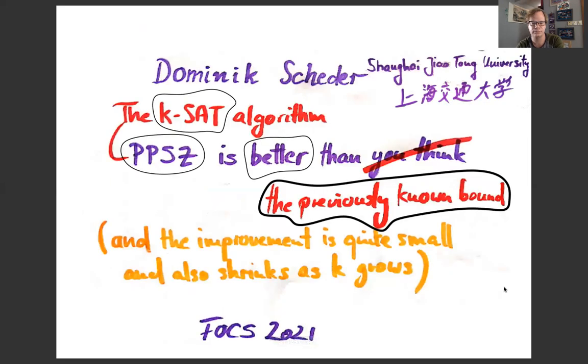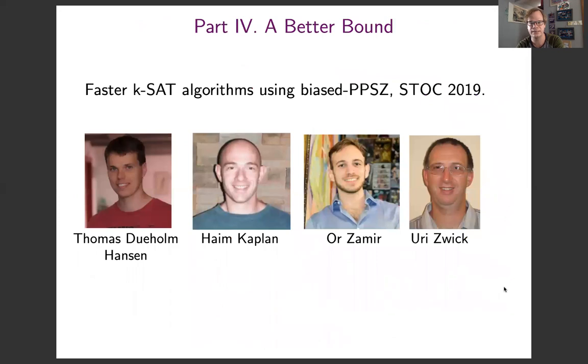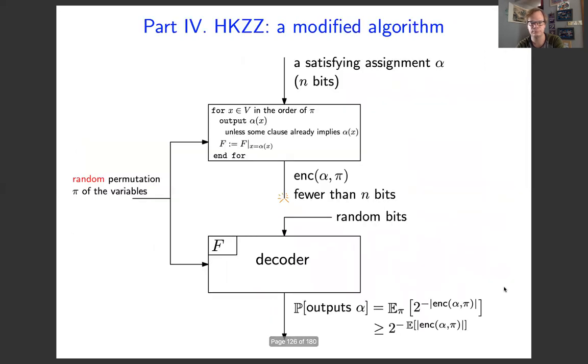That was part 3. Now it's halftime, second half of the talk. How can you make this better? So this paper is actually not the first improvement. There has been, 2 years ago, a paper by Hansen, Kaplan, Zamir, and Zwick. Without going into details, let me just show you where they change things. They say, well, we actually can do better than feeding uniform bits. And then they don't get a 2 here, but 1.99.